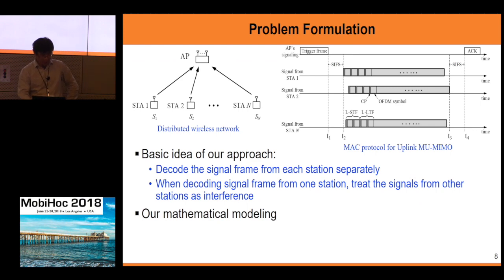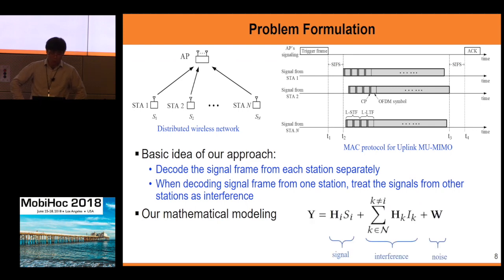Based on this idea, here is our mathematical model. Y is the received signal at the access point, and it's a vector because it has multiple antennas. H_i is the channel, S_i is the signal from station i, and so this is the signal. Plus, the summation is the interference. H_k is the channel between the AP and station k, so this is the interference. W is the noise. So it's pretty straightforward.